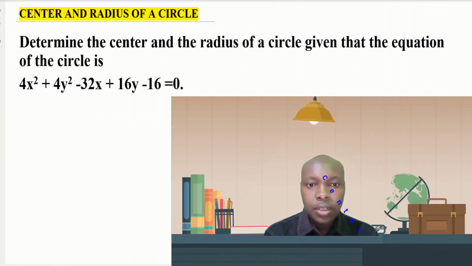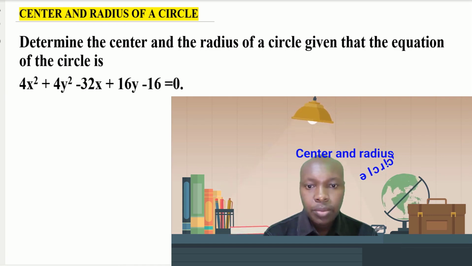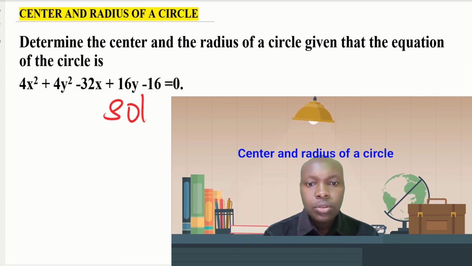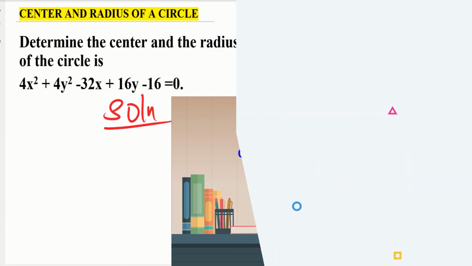Center and the radius of a circle. Determine the center and the radius of a circle given that the equation of the circle is 4x squared plus 4y squared minus 32x plus 16y minus 16 equals 0. So let's go to the solution.